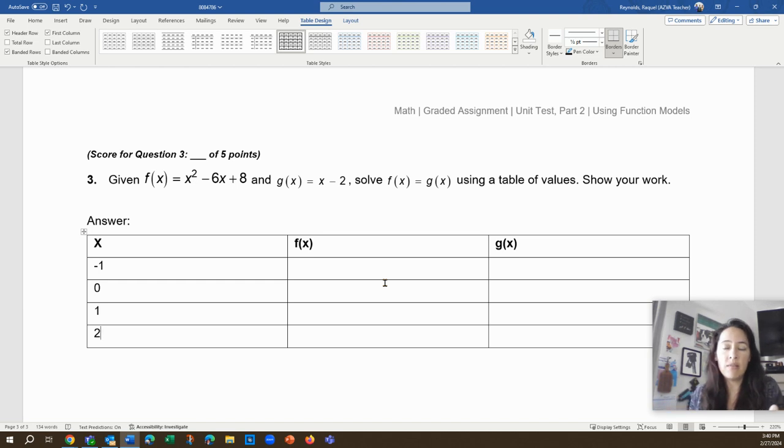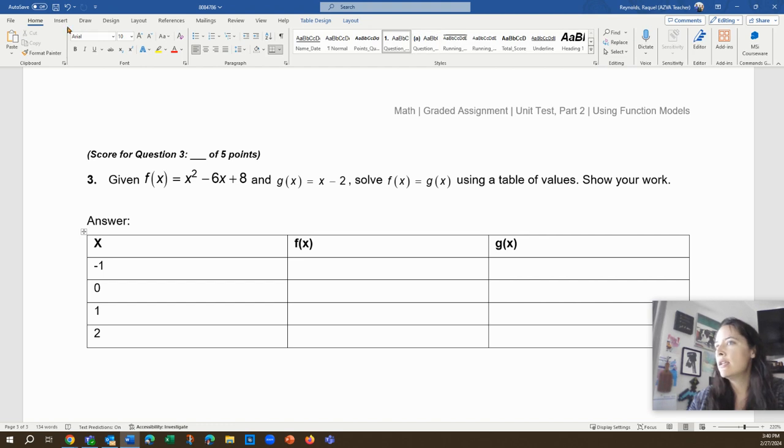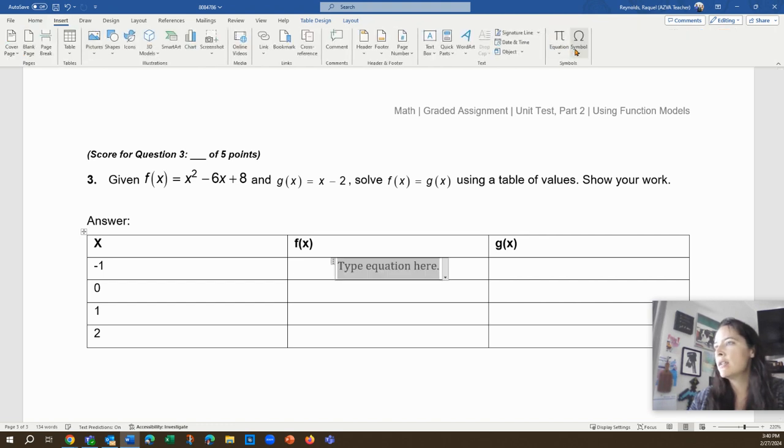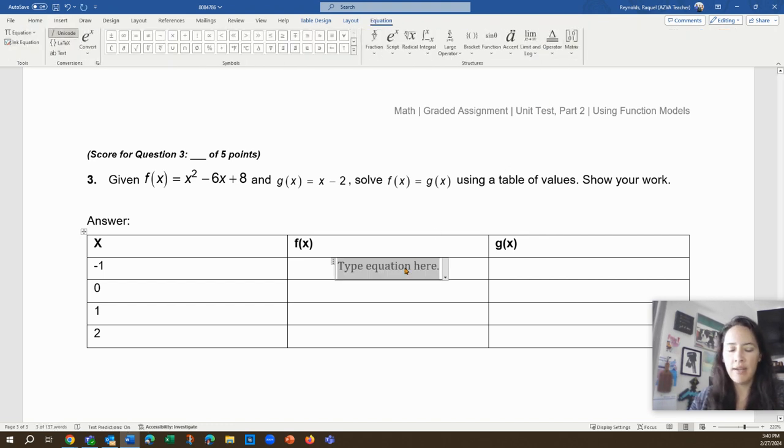So we just pick some numbers, making a table of values. I like to use easy ones. -1, 0, 1, and 2 are relatively easy. Then you're going to substitute them into f of x and g of x. I'm actually just going to type it out for you. So in this case, you would have -1. Here, wait, let me use the correct thing. Let's go home. Insert, equation. Here we go. We're going to type the equation, all right?